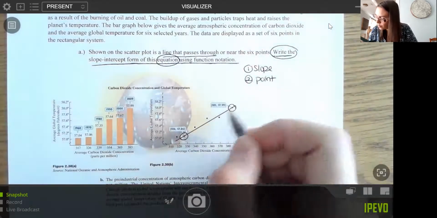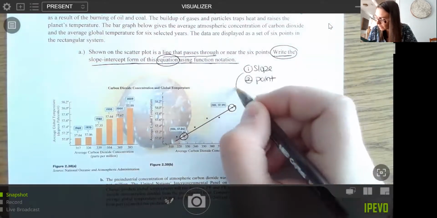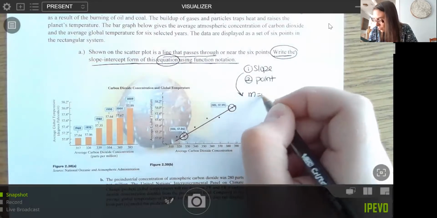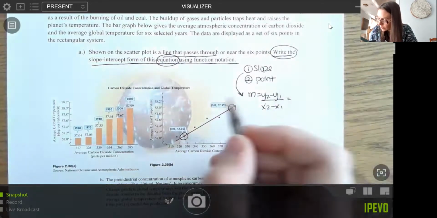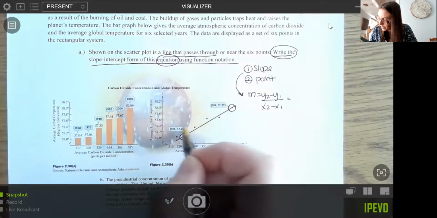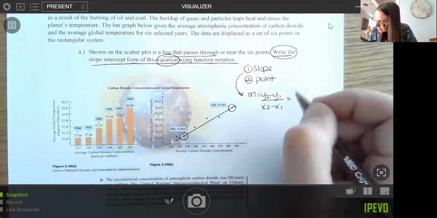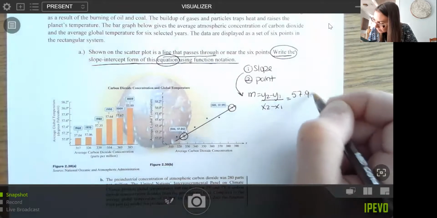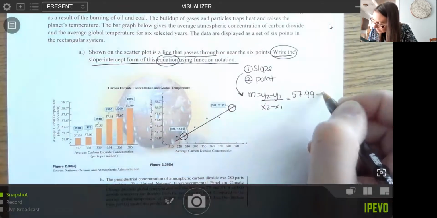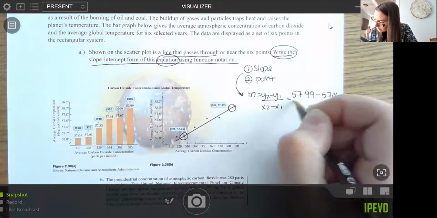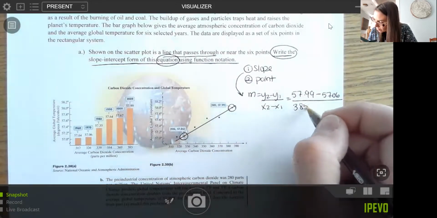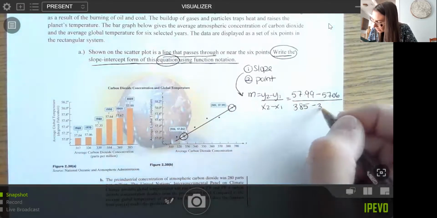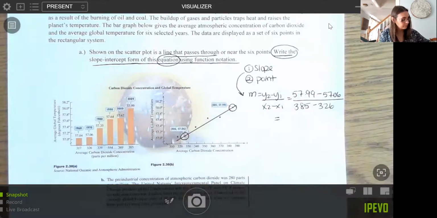So here I do have 2 points. I don't have a slope, but I can find it, right? I can use my formula y2 minus y1 over x2 minus x1. So here's 1 point and here's the other point. So my first y value is 57.99 and my second y value is 57.06. For my x values, here I have 385 and then here I have 326.